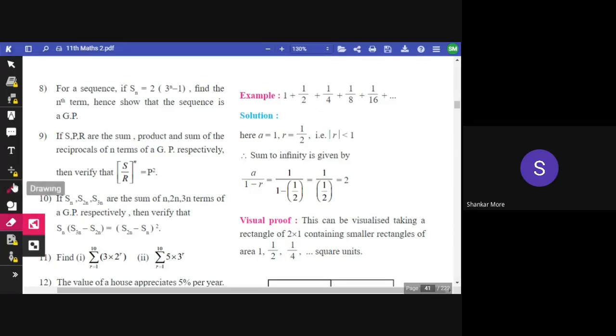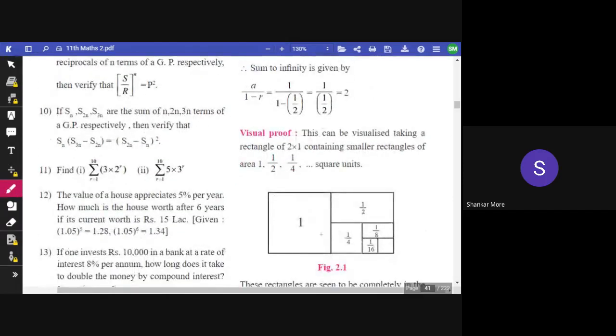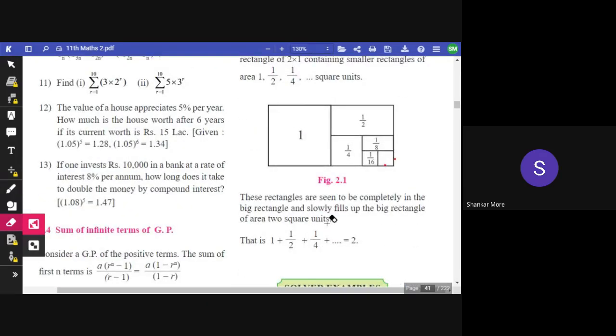Now the visual proof for the above example. See, the first term is 1. After that we add 1 by 2, then 1 by 4, 1 by 8, 1 by 16. After that 1 by 32 will be somewhere here, 1 by 64 will be here. If we go on adding, then the sum is going to be 2 only. So we have got the visual proof, and we have got the answer with the help of the formula also. I hope you have understood the formula.